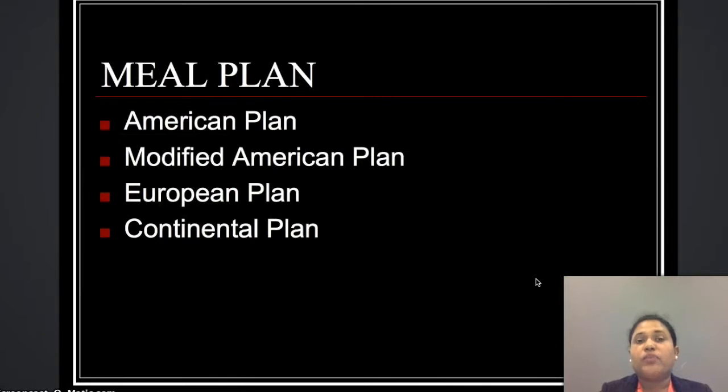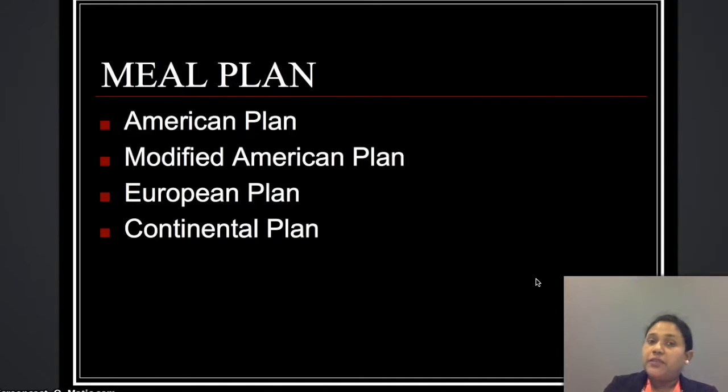Moving further, we have the meal plan. Most hotels nowadays come with the continental plan. What do you mean by American plan? In those days, when people chose a hotel, they chose a hotel for accommodation, with breakfast, lunch and dinner all covered in the same hotel premises. That's why we call it an American plan.